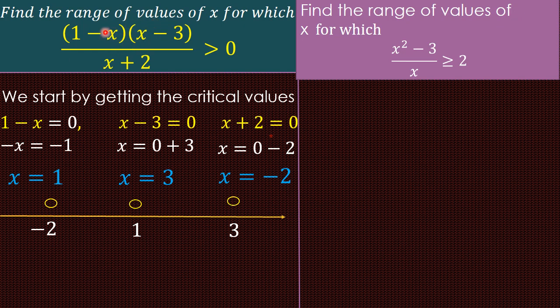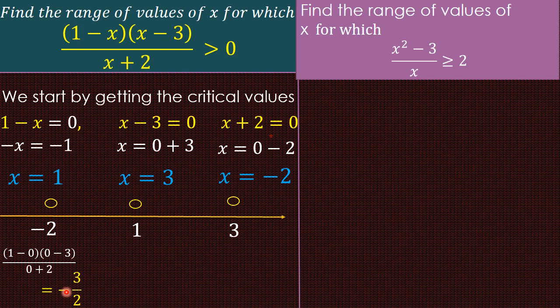Replace everywhere you see x there with 0. So we are simply just going to have 1 minus 0, into x is 0, 0 minus 3, all over 0 plus 2. 1 minus 0, as you all know guys, is 1. 0 minus 3 is negative 3. 1 times negative 3 gives us negative 3. Then down here we just have 2. So we are going to have negative 3 over 2.